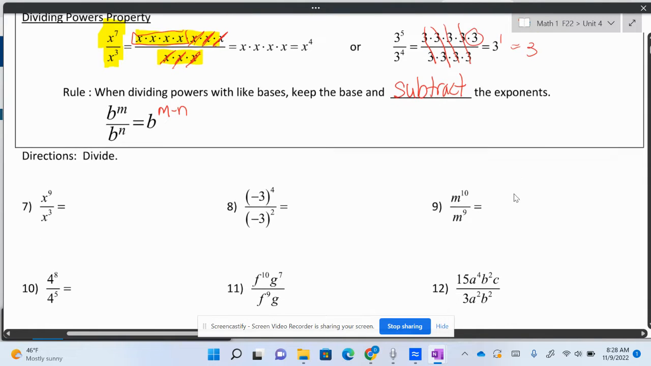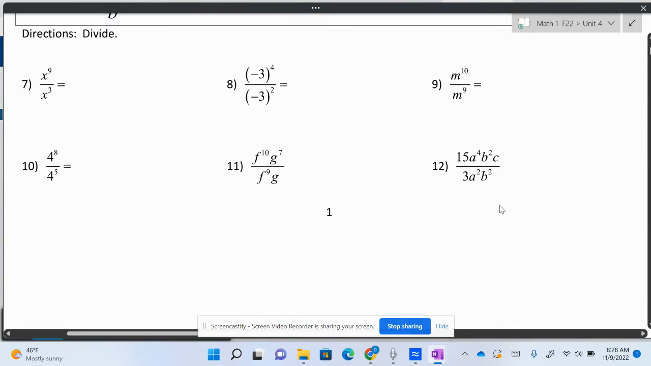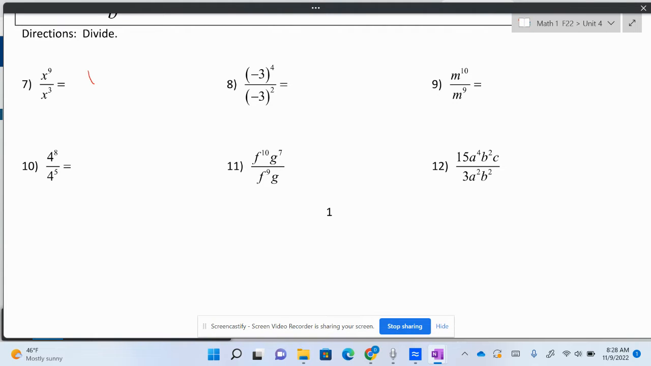All right, so now let's divide some exponents. So remember the rule, if the base is the same, I just subtract the powers. So x to the, they're both the same, so I'm going to write this as x to the 9 minus 3, which equals x to the 6th.